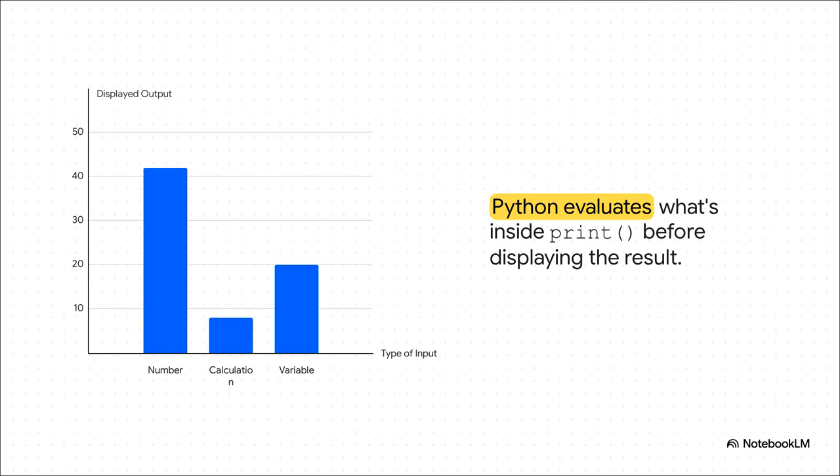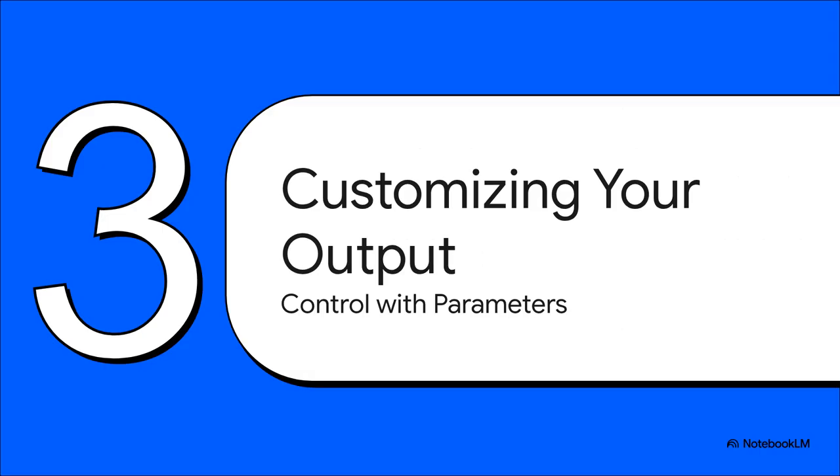Let's look at some examples. You print 42, you get 42. Simple. You print 5 plus 3, and look at that. Python does the math first and gives you 8. Or if you've stored a name in a variable, print just shows you what's inside. The secret here is that Python figures out the value of whatever's in the parentheses first, and then it displays the final result.